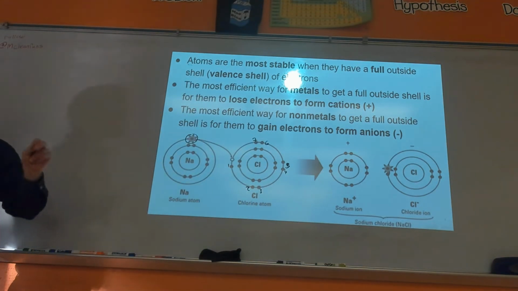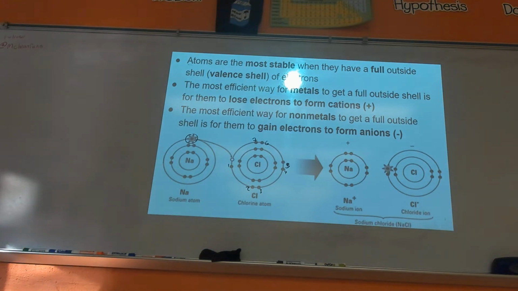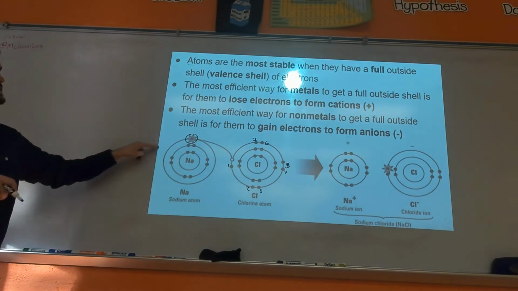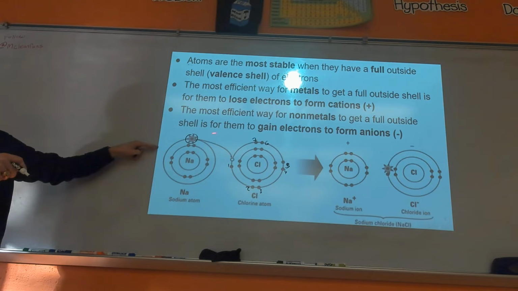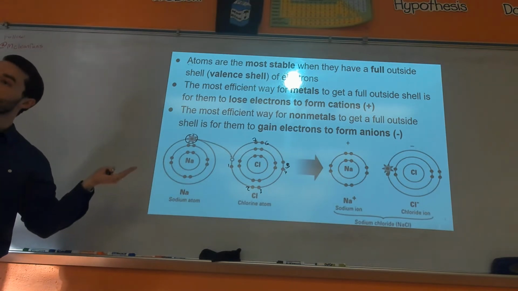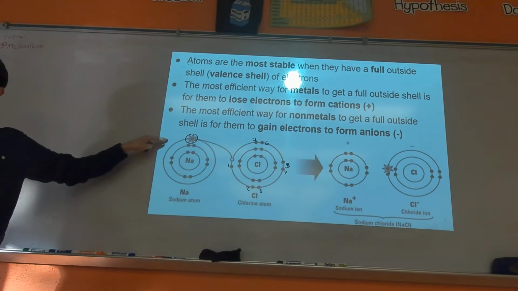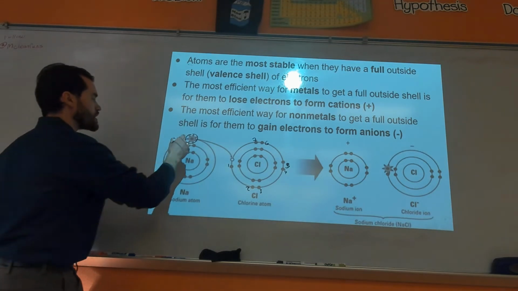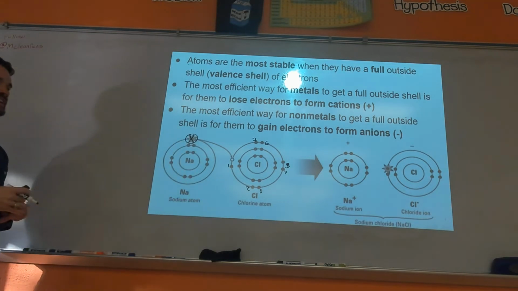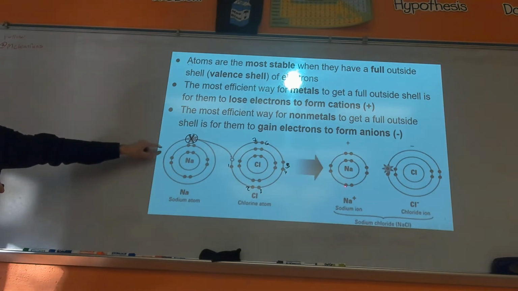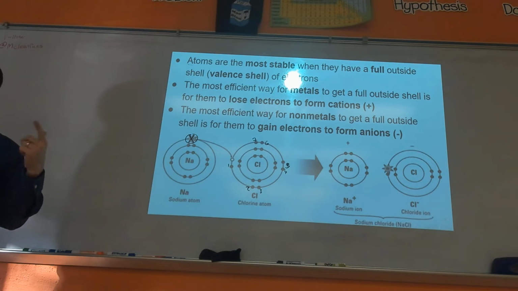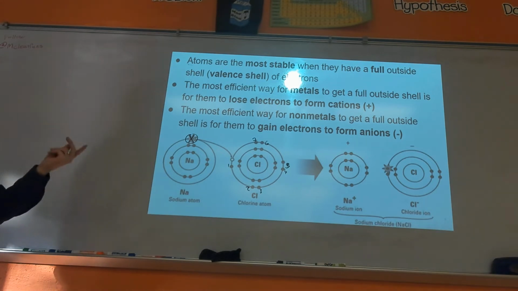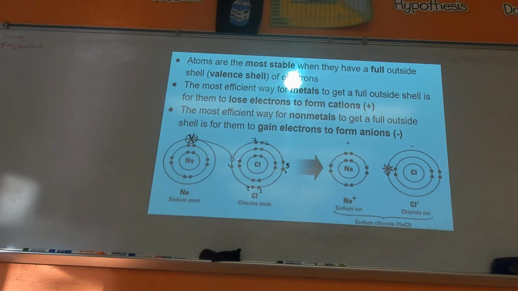Atoms are the most stable when they have a full valence shell of electrons. Atoms are the most stable when that outside shell of electrons is completely full. So the metal atoms want to lose electrons, because if you're sodium and you get rid of that electron, then if you look at this sodium atom, it's going to have a full second shell of electrons and it'll be stable. Chlorine and your nonmetals are the opposite scenario.